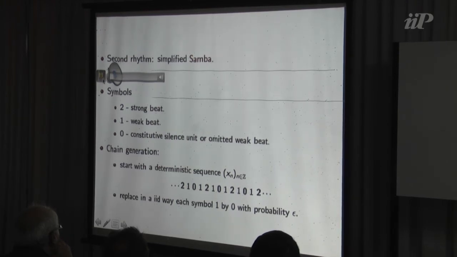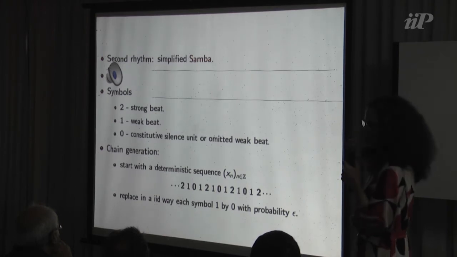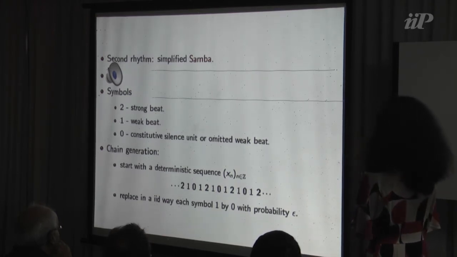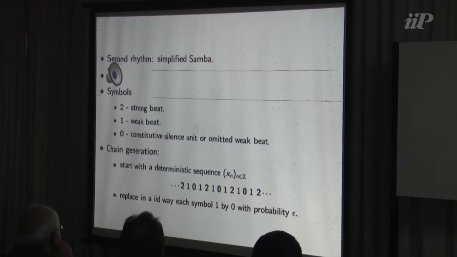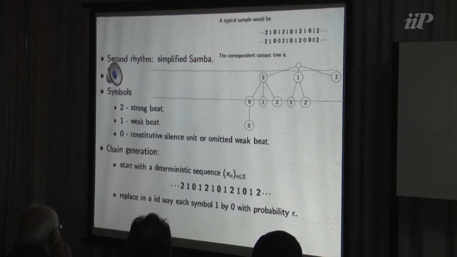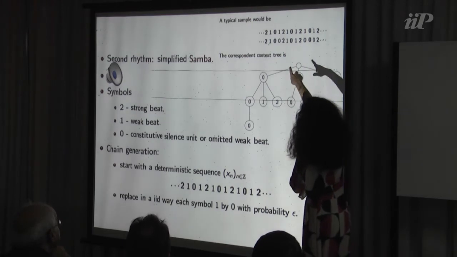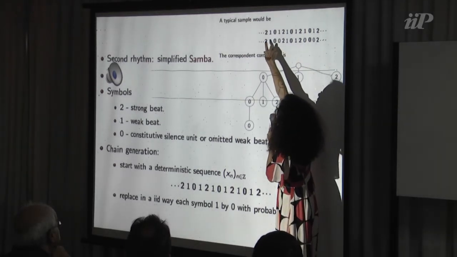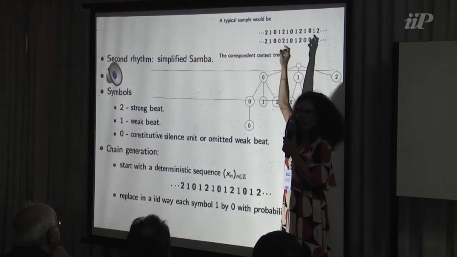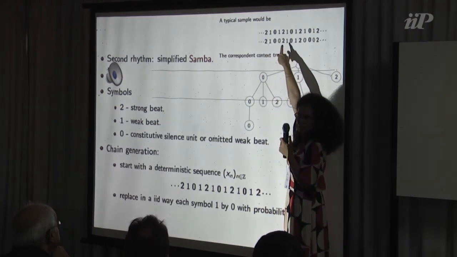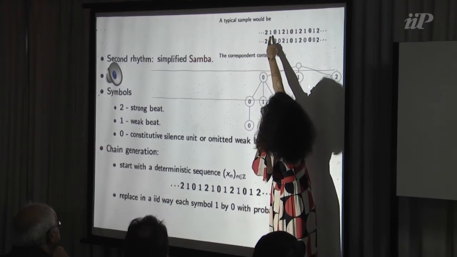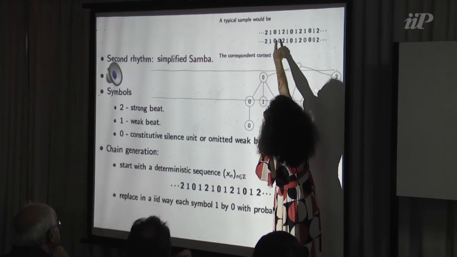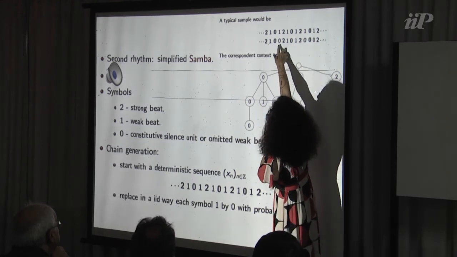This is the second rhythm. It's a simplified samba. So here again, as you can notice, we made the same operation. So this is 2-1-0-1. So there is what we call the constitutive silent unit. So this is the original 2-1-0-1, 2-1-0-1, 2-1-0-1, and we replace the one with the probability of 20% by a zero.